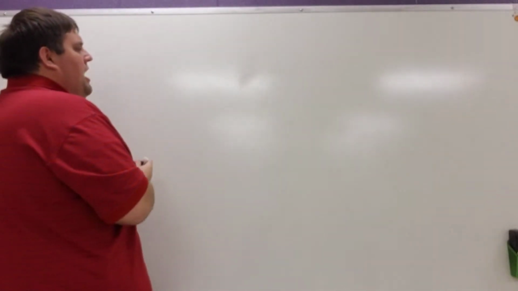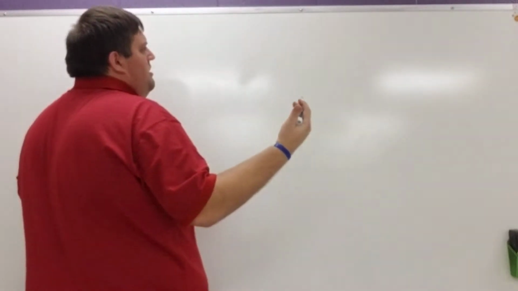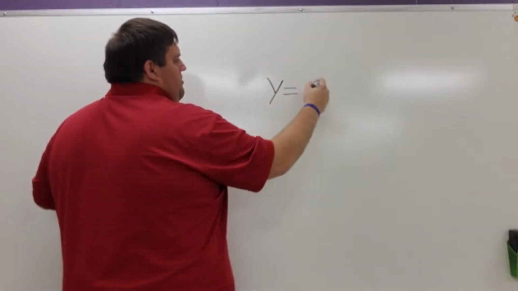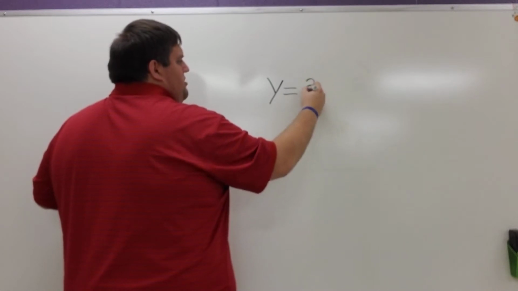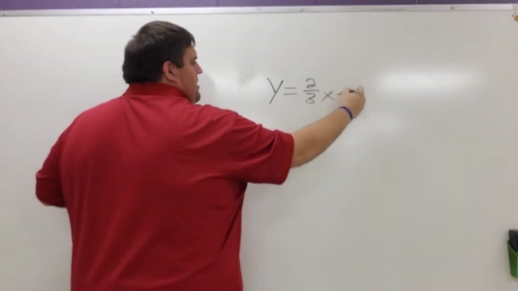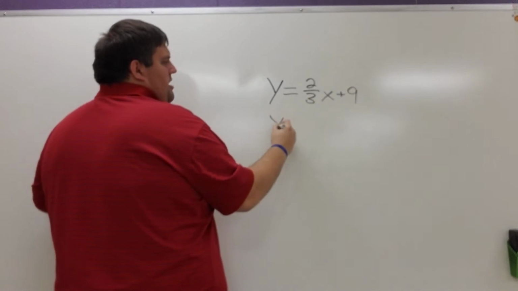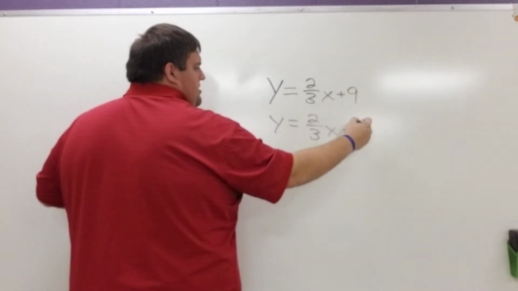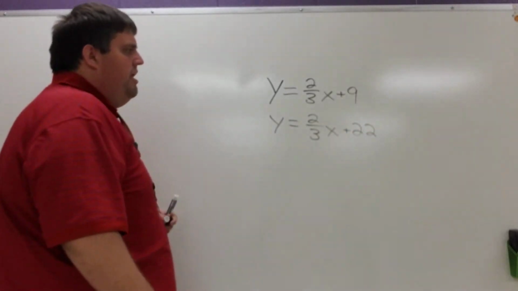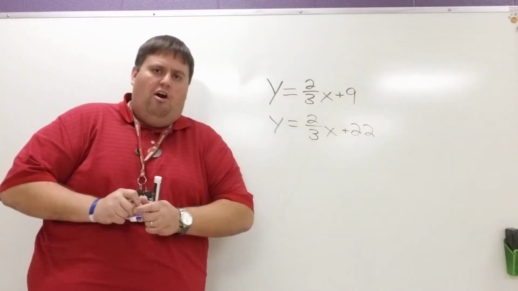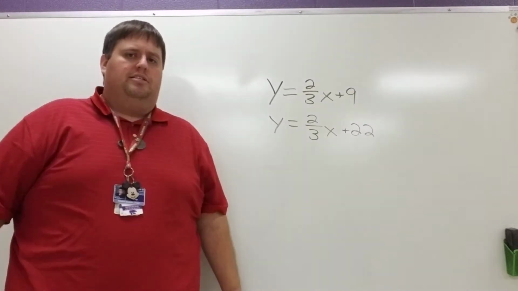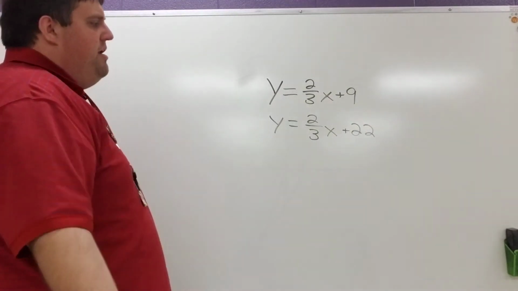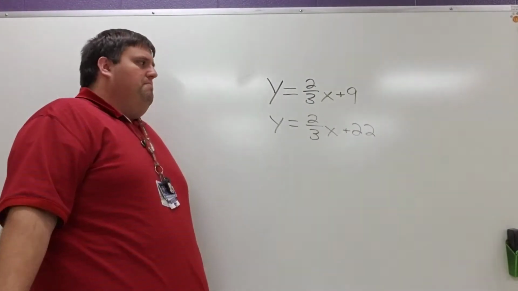All right, so let's say y equals 2/3 x plus 9, and y equals 2/3 x plus 22. Now, from what we already know about these two lines, if you think about it, we actually know quite a bit. We know their slopes, we know their y-intercepts because they're both in slope-intercept form.